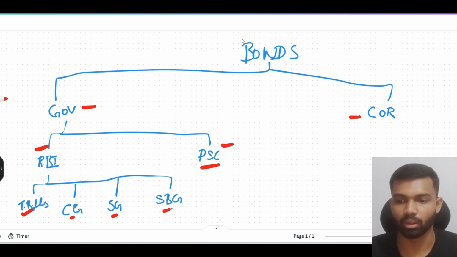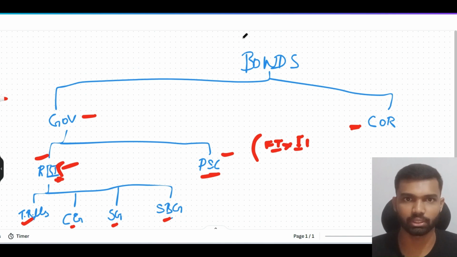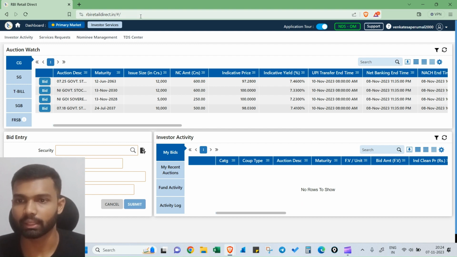Now, for investing in bonds released by RBI, there is an official website called Retail Gilt Account. For investing in public sector companies and corporate company bonds, I have already suggested some websites such as fixedincome.com, Golden Pay, and indiabonds.com. The official website of the RBI for retail customers is called RBI Retail Direct.in.